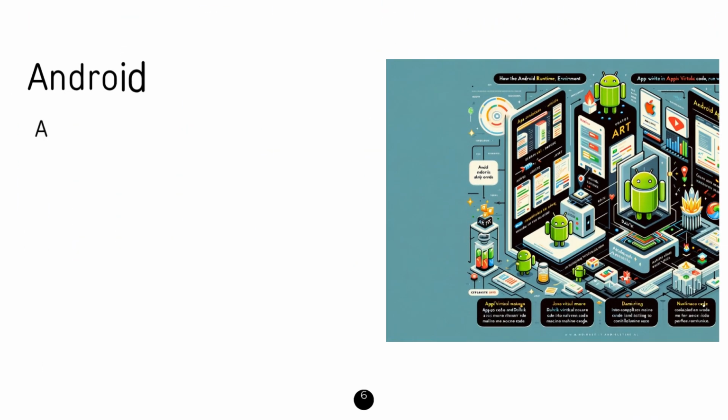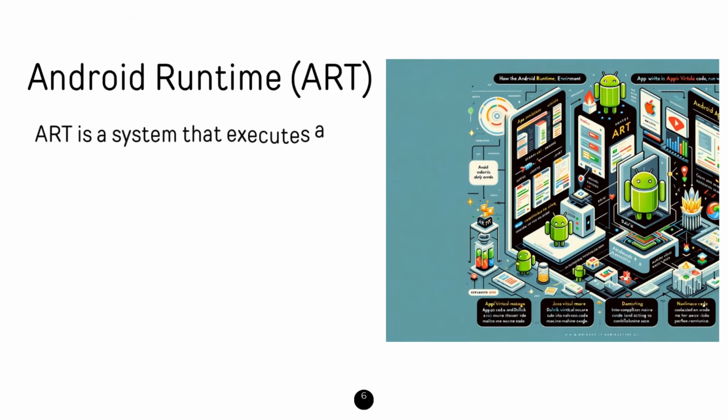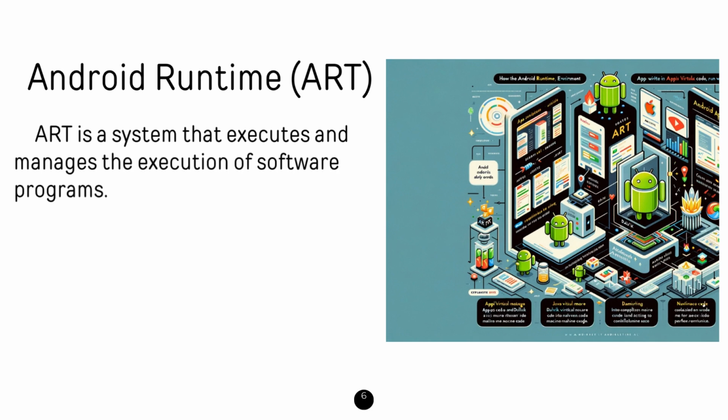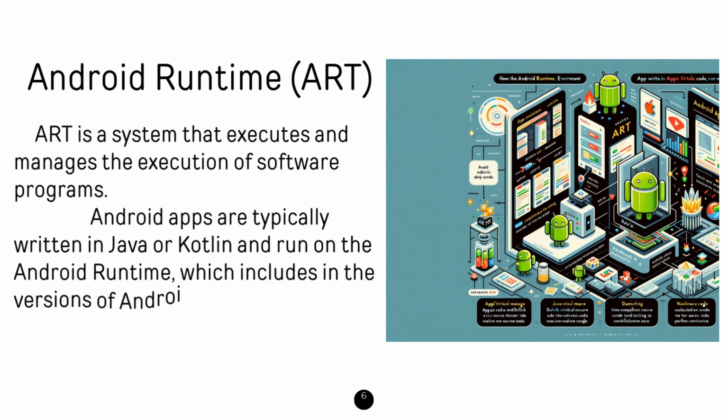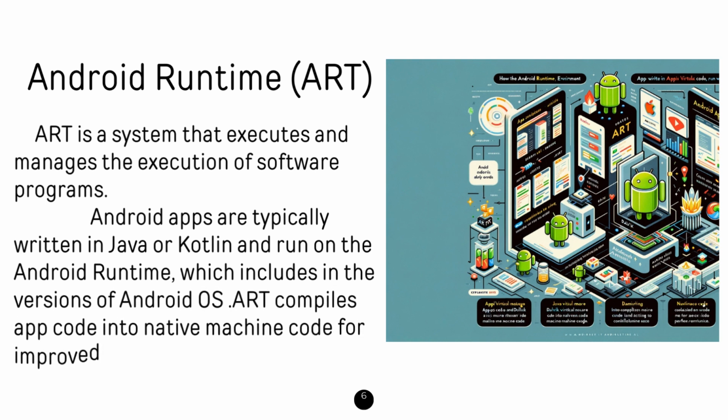Android Runtime, ART. ART is a system that executes and manages the execution of software programs. Android apps are typically written in Java or Kotlin and run on the Android runtime, which includes the versions of Android OS. ART compiles app code into native machine code for improved performance.